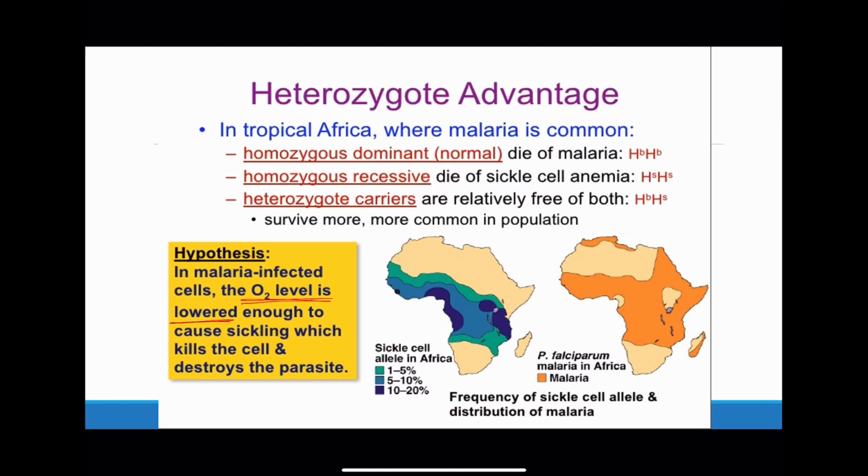that are heterozygous. But of course, the homozygous recessive people that have both of the sickle cell recessive alleles tend to die from the condition. Then those who don't have the alleles at all, the normal ones, tend to die of malaria. So it's usually the heterozygous group that tends to survive in this part of the world.